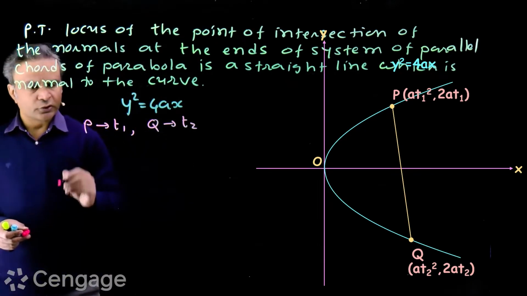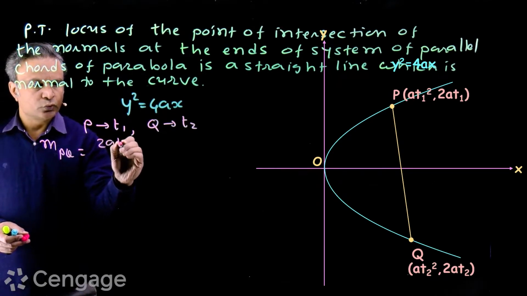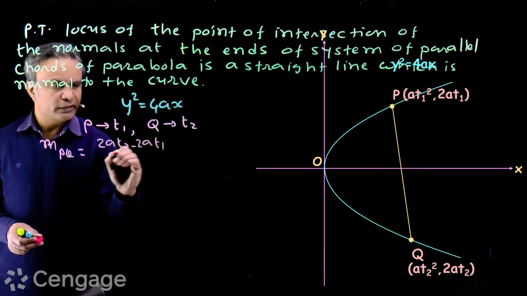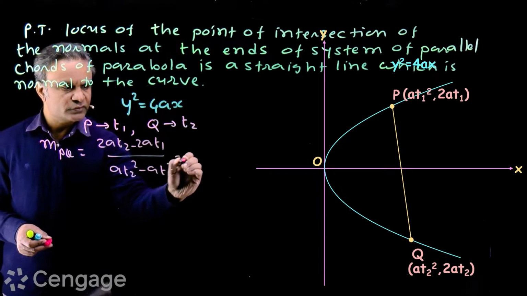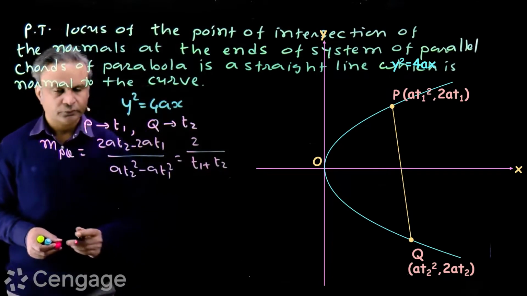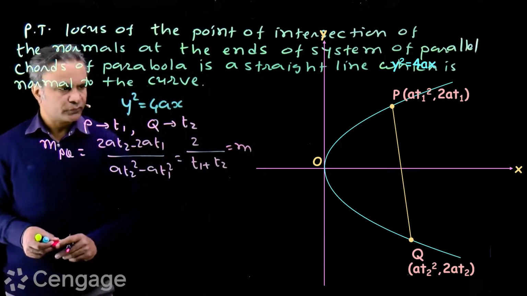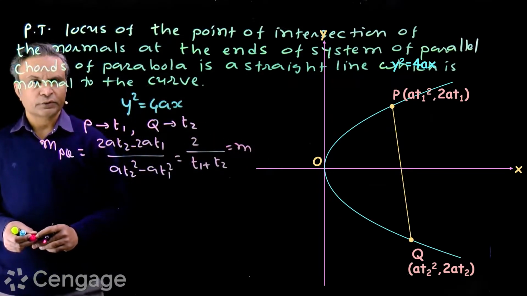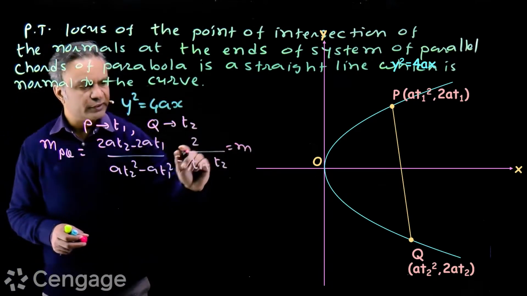Now what is the slope of the chord? Slope of chord PQ is (2a t2 minus 2a t1) upon (a t2 square minus a t1 square). This is equal to 2 upon (t1 plus t2). Suppose this value is m. This value is constant. t1 and t2 are variables, but 2 upon (t1 plus t2) is constant.